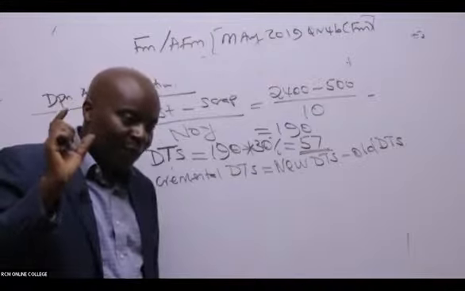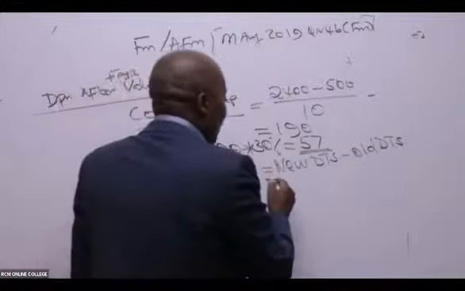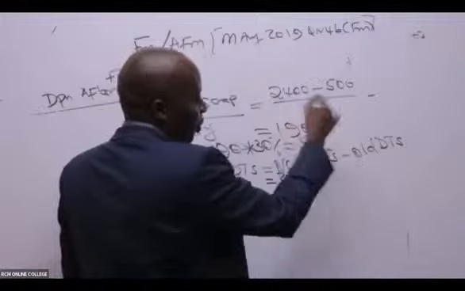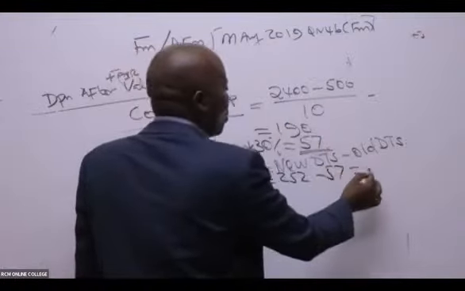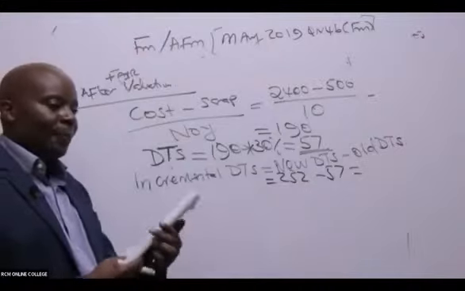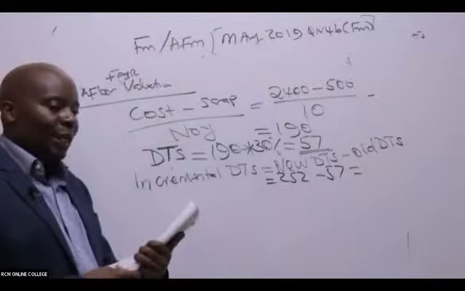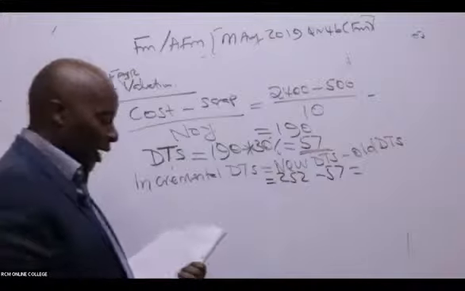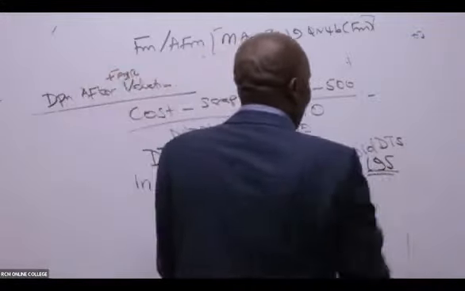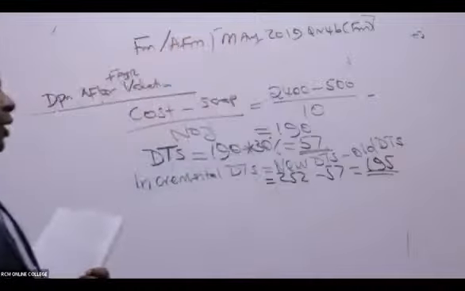Okay, great. 252 minus the old, remember this for the old machine, which was revalued, minus 57. So what figure am I able to get here? So we have here 195.